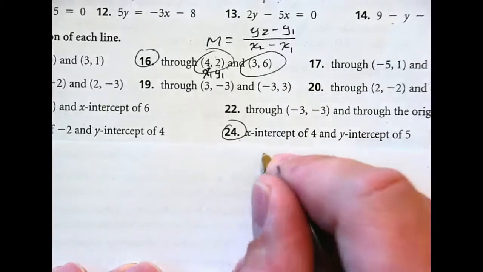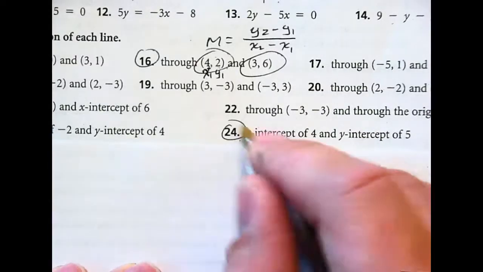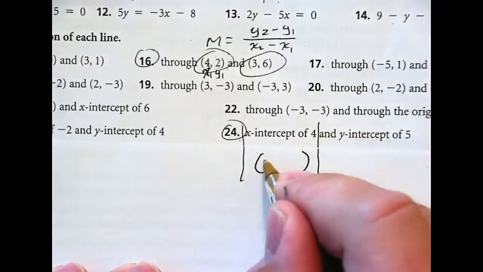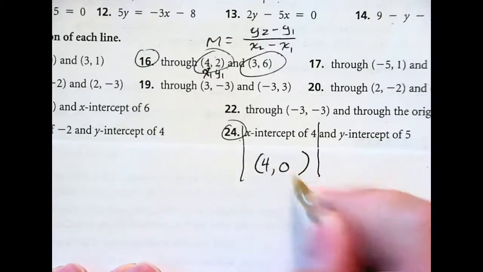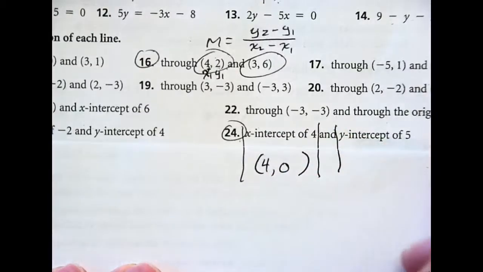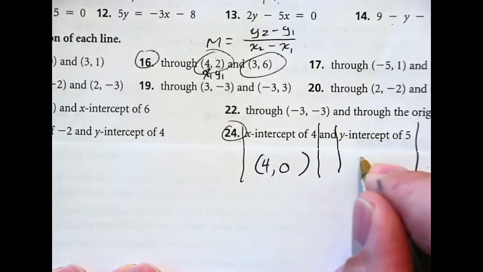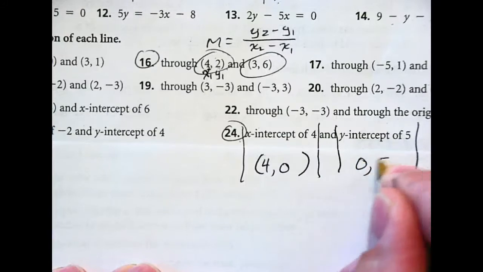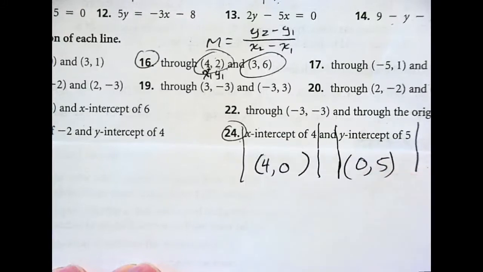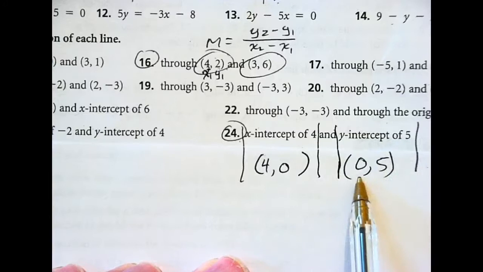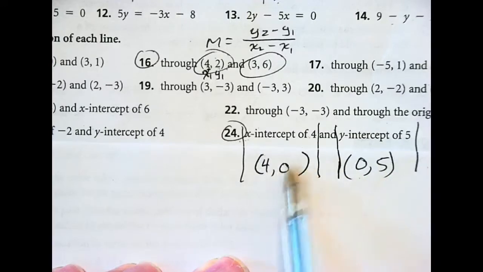So the x-intercept is what coordinate? 4, 0. Yeah, it's 4, 0. It's when y is 0. And the y-intercept is what coordinate? 0, 5. So you're actually given two coordinates there, right? The y-intercept of 5 is 0, 5. The ordered pair is 0, 5. The x-intercept of 4 is the ordered pair 4, 0.